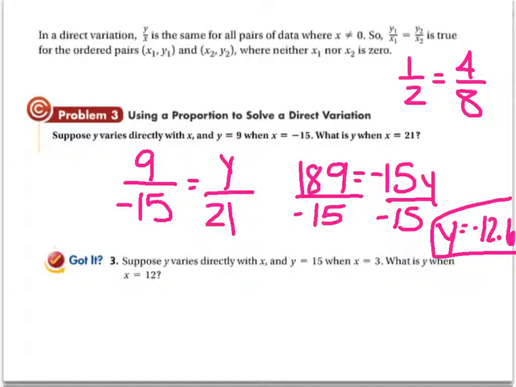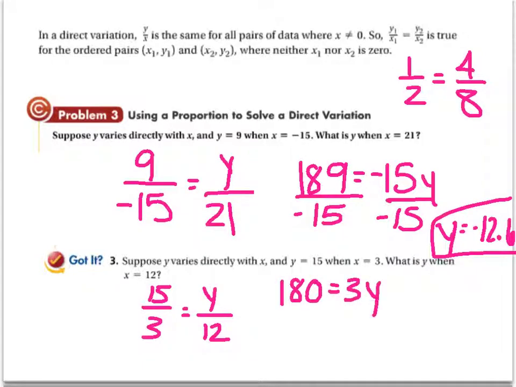For number 3, y varies directly with x. When y is 15, x is 3. What is y when x is 12? 60. Right. 180 equals 3y. So y is 60.